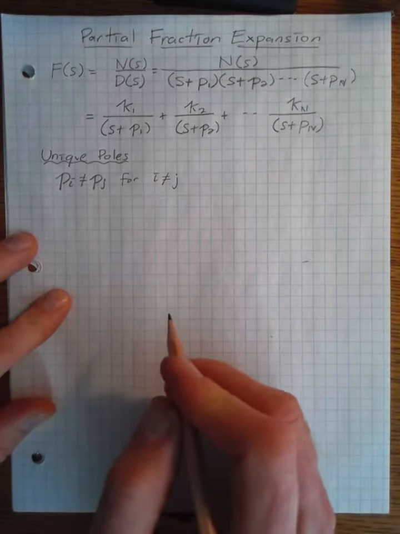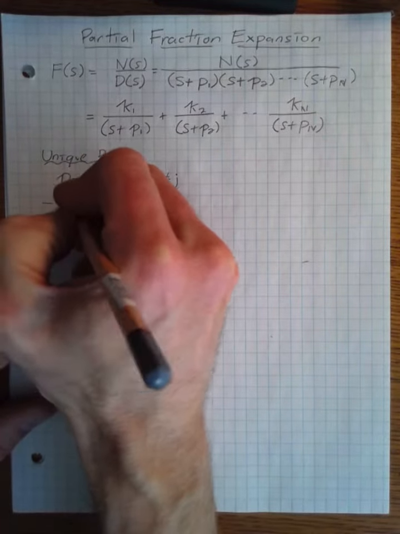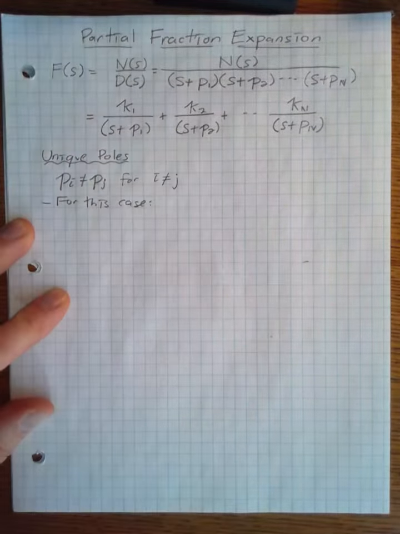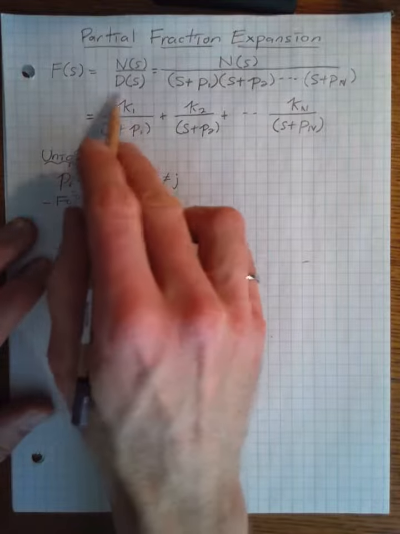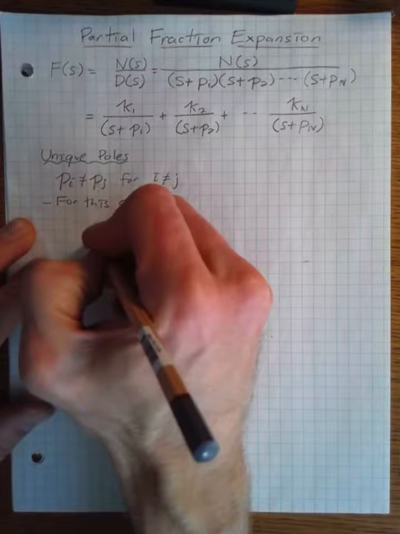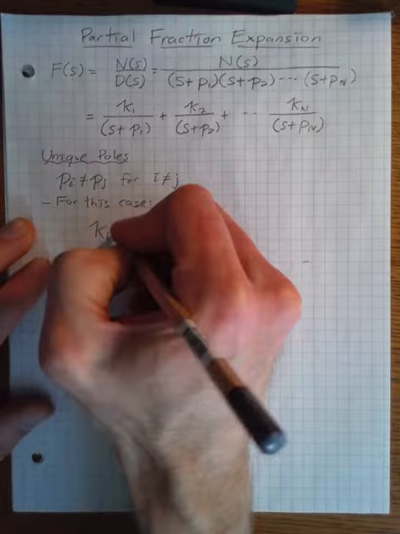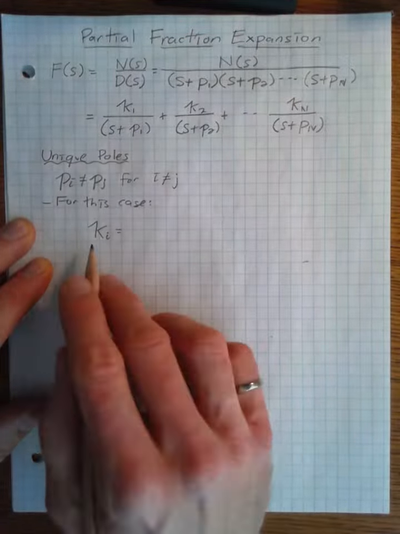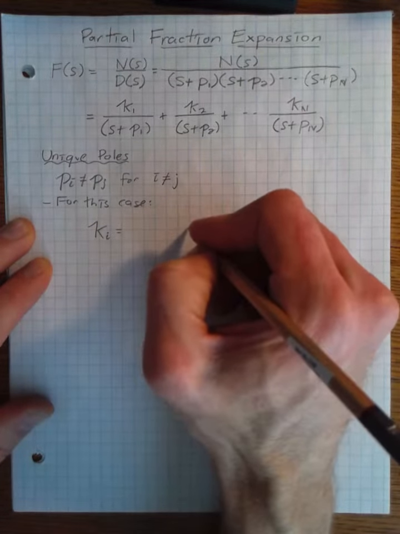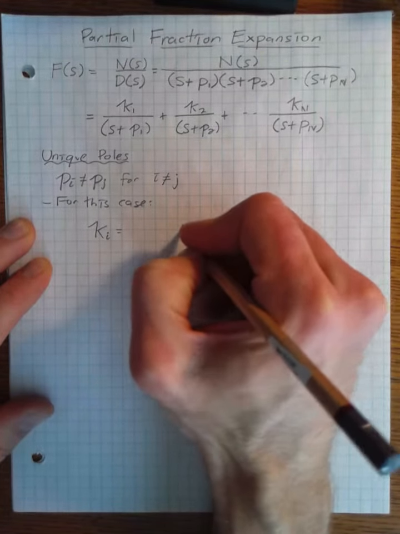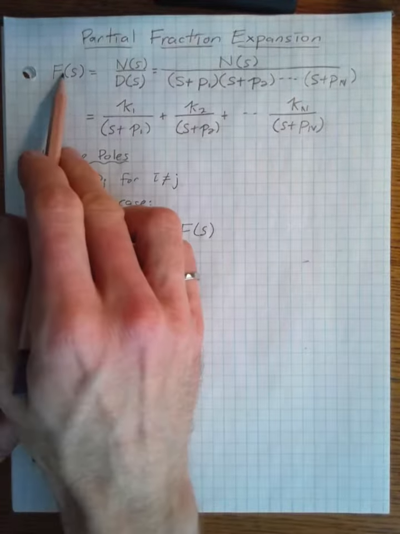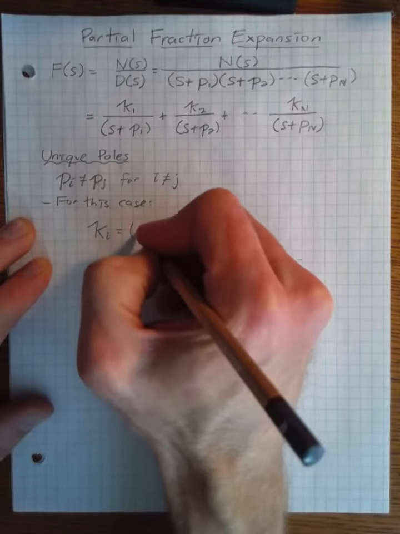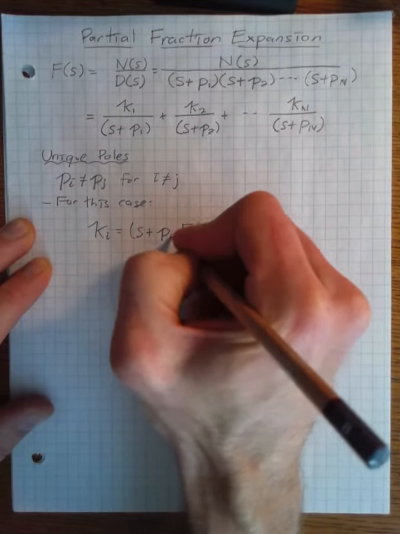And so for this case, it's possible to determine the value of these constants. So let's say the value of constant ki, where i is equal to 1 or 2 or n. We can figure out this constant by basically taking our original function, f of s, right? So this is our original equation, this one right here, multiplying it by s plus pi, right?